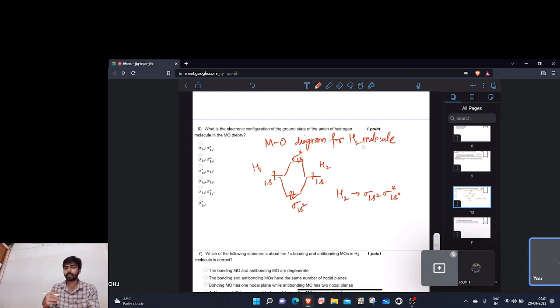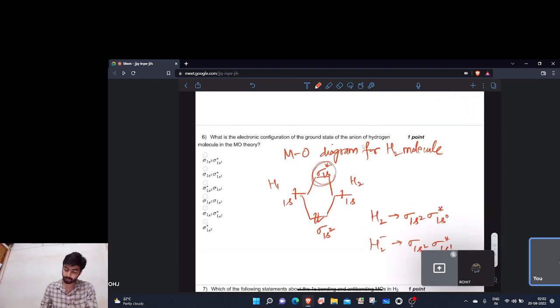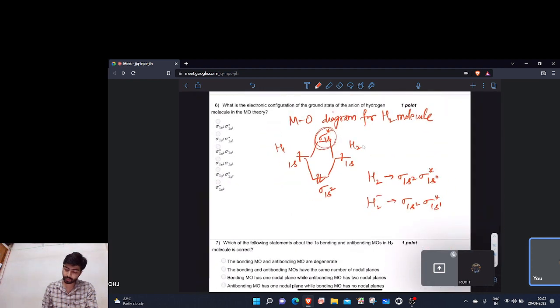But if we add an electron into the system and make this a hydrogen anion, then H2 minus would keep sigma 1s2, and the additional electron would go into the sigma star 1s. One electron has gone into antibonding, so we say it in this way. So the correct option would be option number A.